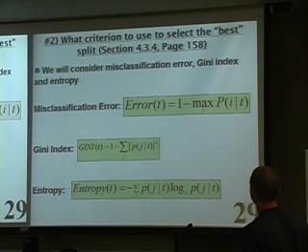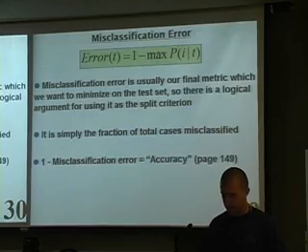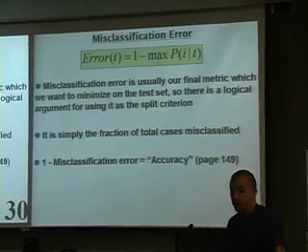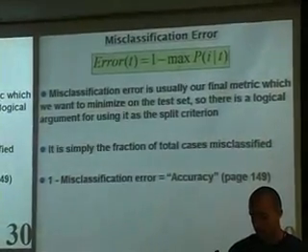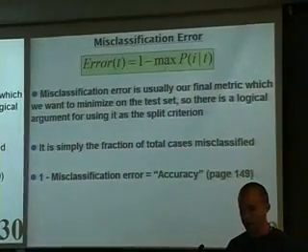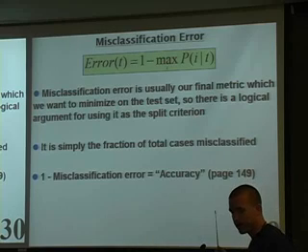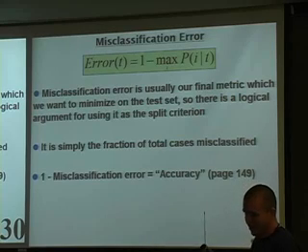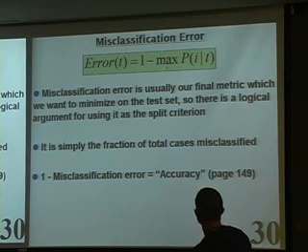So let's talk about misclassification error, for example. This is generally our final metric, right? At the end of the day, we judge the model based on the misclassification error on the test data. So it makes sense we might use this as our criterion. I'll talk about why it also makes sense we might not, but arguably you could say let's just use misclassification error. It's simply the fraction of total cases misclassified, and we also used accuracy interchangeably. 1 minus the misclassification error is the accuracy.